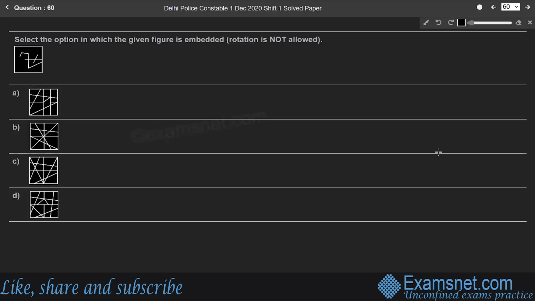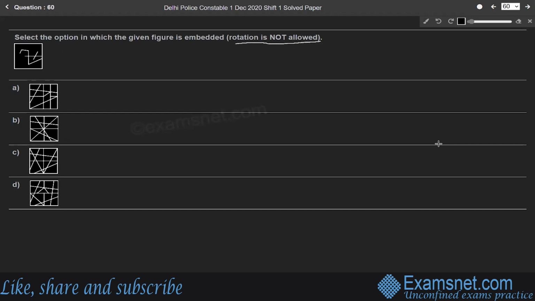Question 60. Select the option in which the given figure is embedded. Rotation is not allowed. Here the given figure is like this, right? So option C. In option C, the given figure is embedded like this. Here starting from this point, like this. And the next part is here.